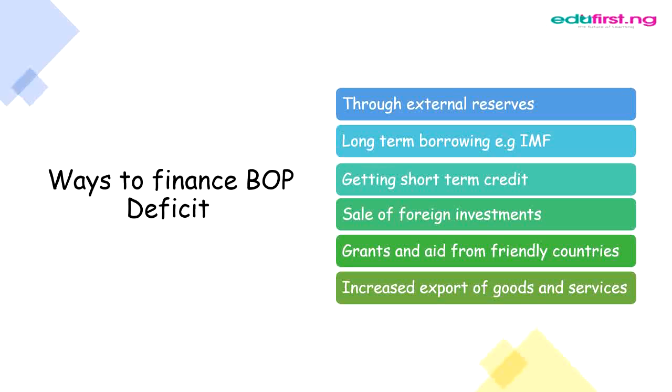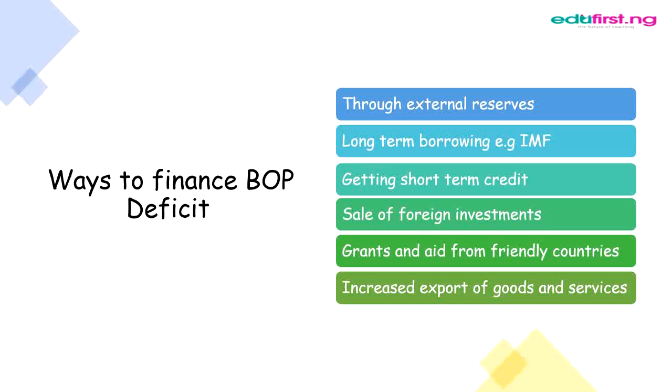Now, let's look at different ways through which the balance of payment deficit can be financed. Number one is through external reserves. Especially when it is a chronic B.O.P deficit, the government will have to go to its external reserves. Another way is by borrowing from international bodies like the IMF, or getting short-term credit. Or the government may decide to sell its foreign investment or get grants from friendly countries.